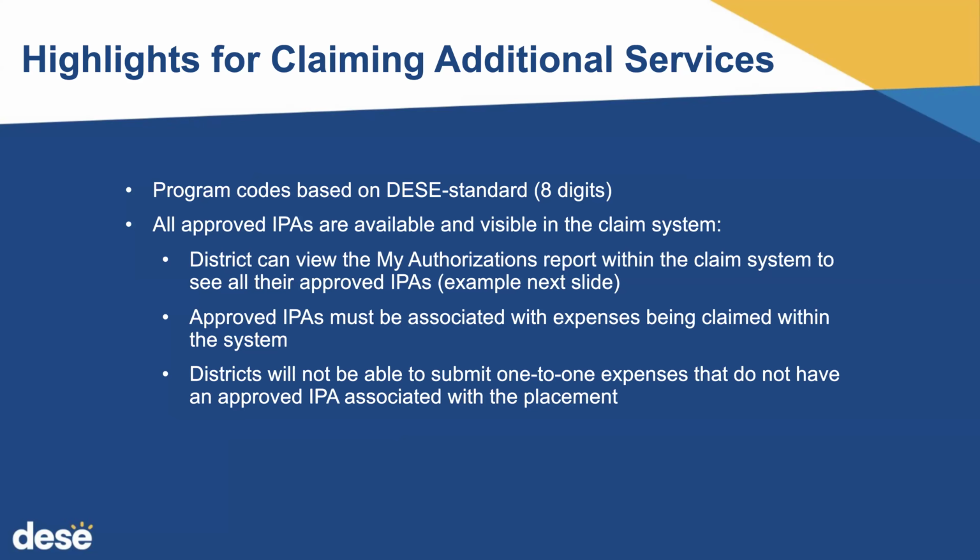You'll also be shown where in the claim system you can take a look at a report and see all of the authorizations that have been issued for your district. So there's a My Authorizations Report, and that will show all of the approved IPAs that have come through for your district. Each IPA that you want to claim, those expenses need to have the IPA associated with it. So the placement needs to have the specific IPA, the authorization, associated with it in order for you to submit those one-to-one expenses and have them included in your claim.